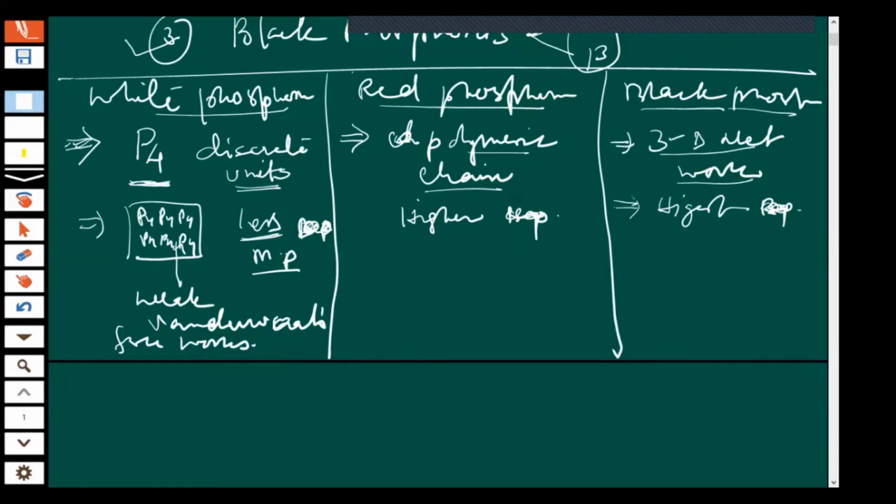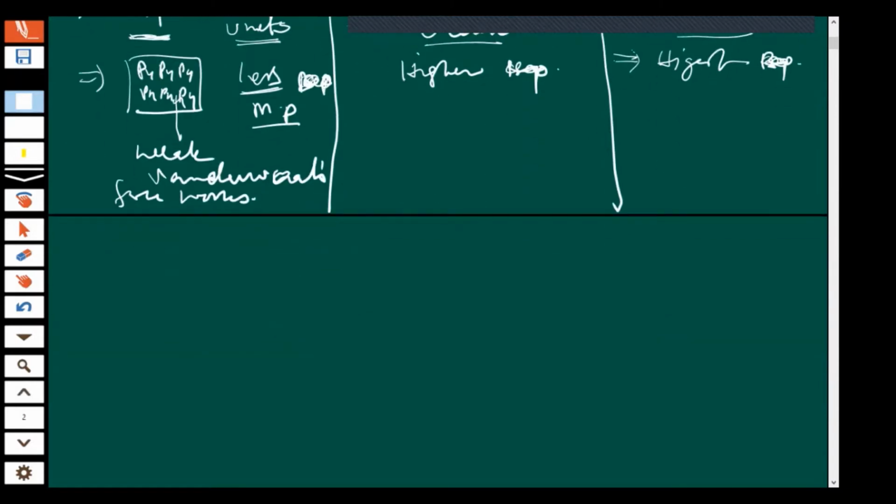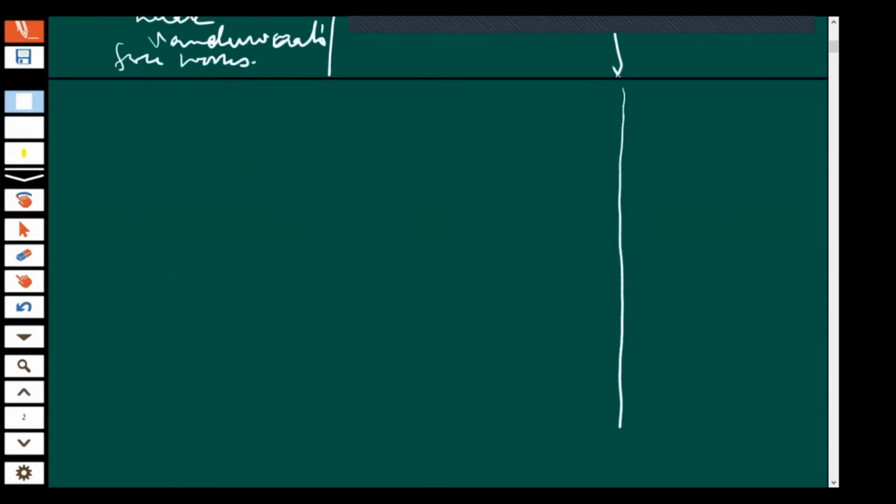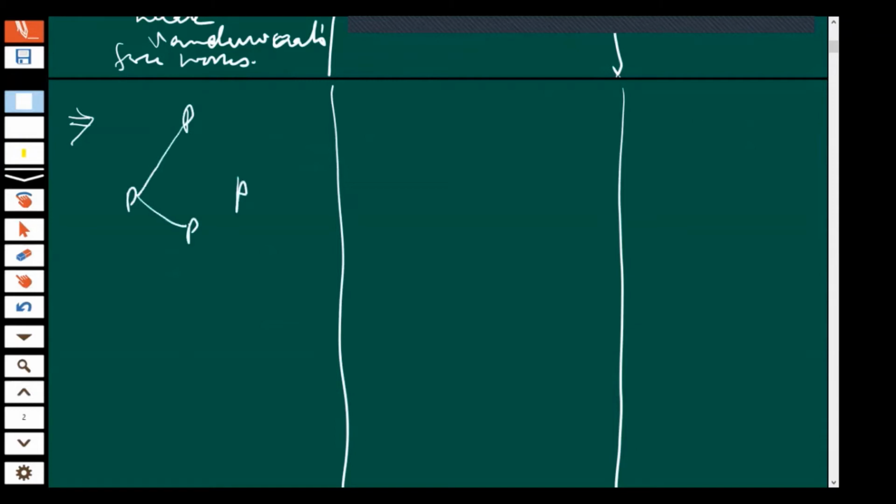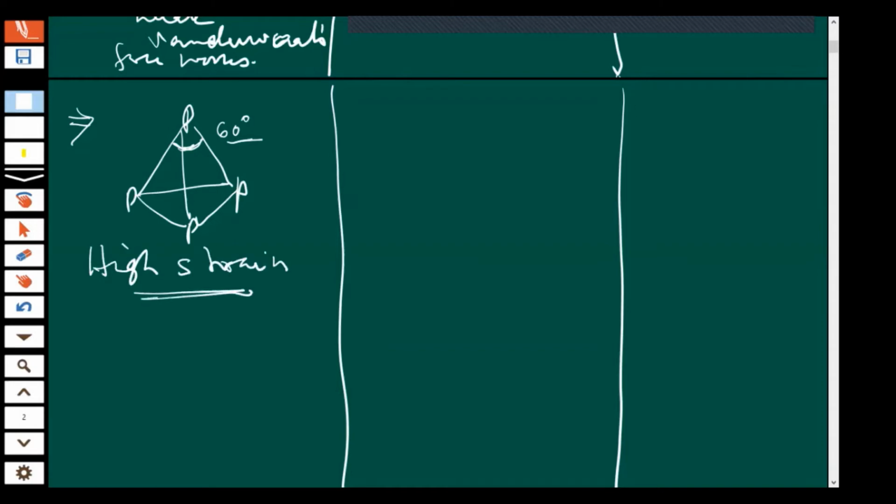What happened in red phosphorus and black phosphorus? Let us continue. See, in white phosphorus, what happens? So this is the bonding between four atoms of white phosphorus. This angle is about 60 degree. So we can say that high strain is there between these bonds.